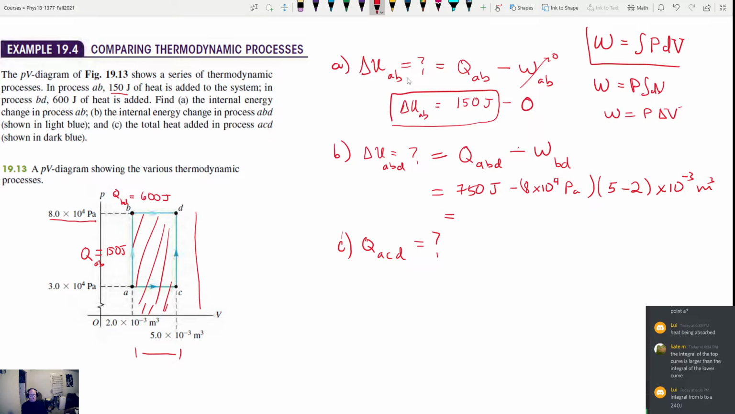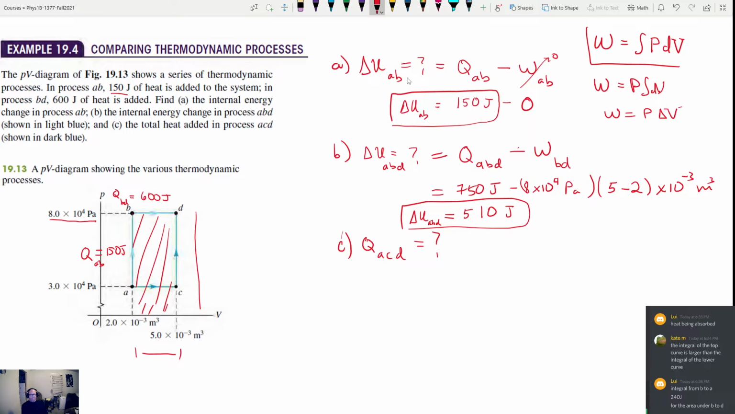You're saying the total answer is 240 joules? Is that what you get? Let's see. 8 times 5 minus 2 is 24. 24 times 10 is 240. 750 minus 240 is going to be 510, I think, right? Does that look right? Any questions?